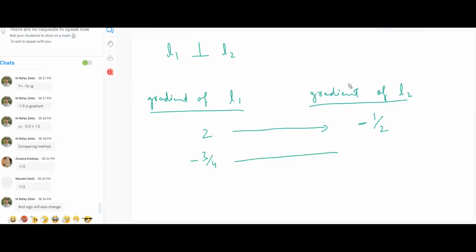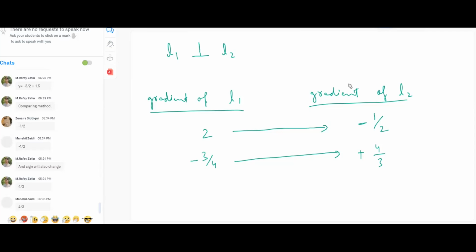What about the gradient of L2, of the other line that is perpendicular? Yes, exactly. So we change the sign. Minus था पहले, ये plus हो जाएगा. और आपने इसका reciprocal कर देना है. Numerator denominator बन जाएगा. Denominator numerator बन जाएगा. That's going to be plus 4 over 3. Exactly. That's correct. Rafsa and Manahil. Very good. So that's what you get here.